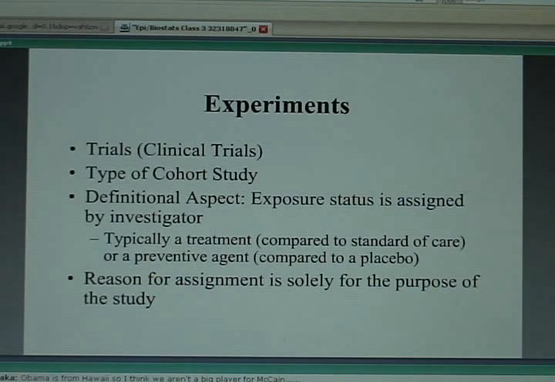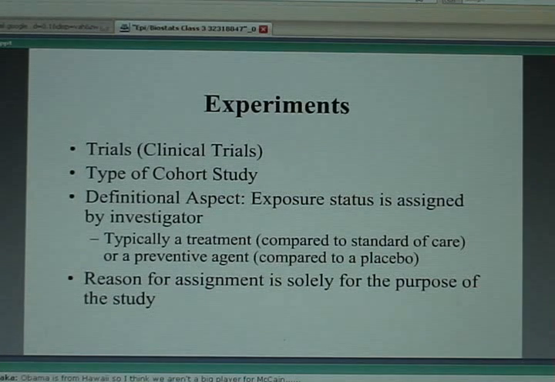It's not that they choose to eat Spam. It's not that they choose to take an aspirin every morning to maybe prevent a heart attack from occurring. But someone decided that they would eat this Spam diet, or someone decided they'd take an aspirin rather than another pill every day. So the exposure status in an experimental study is determined by the investigator of the study. You assign treatment status to individuals.